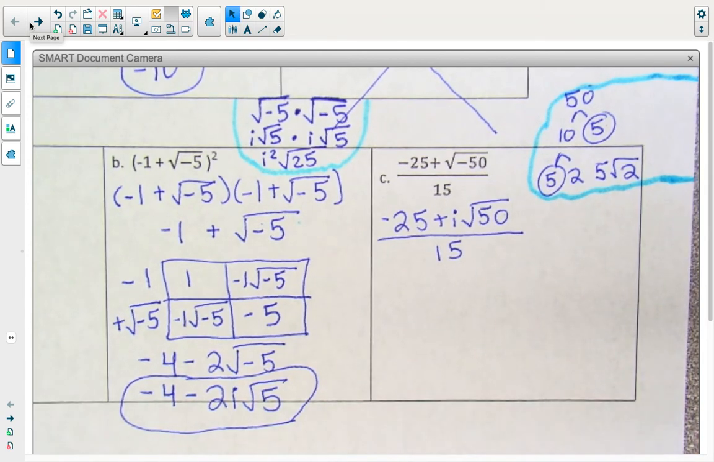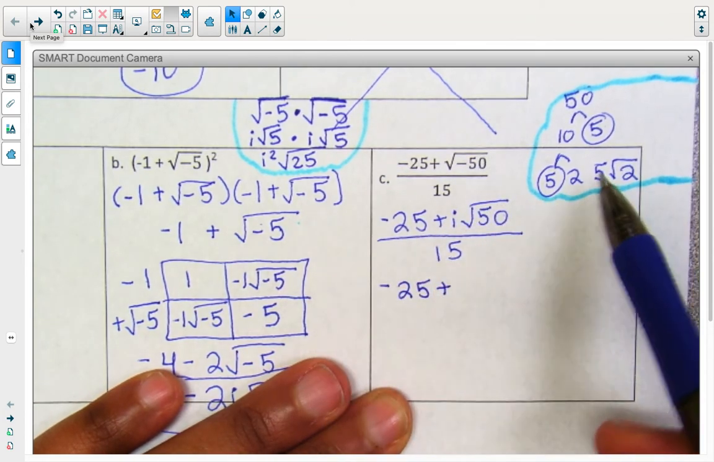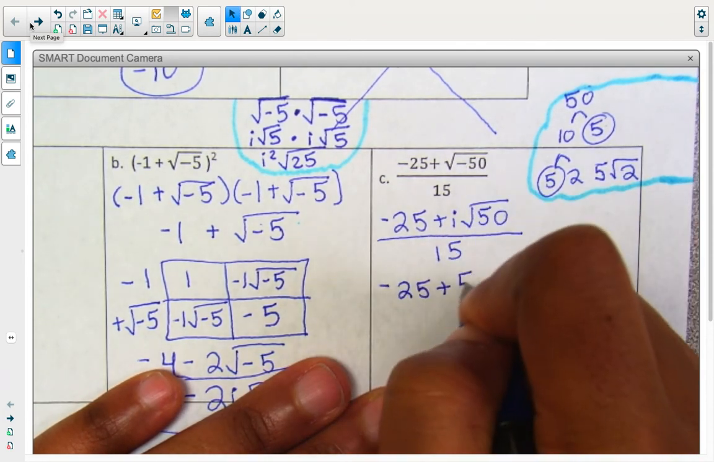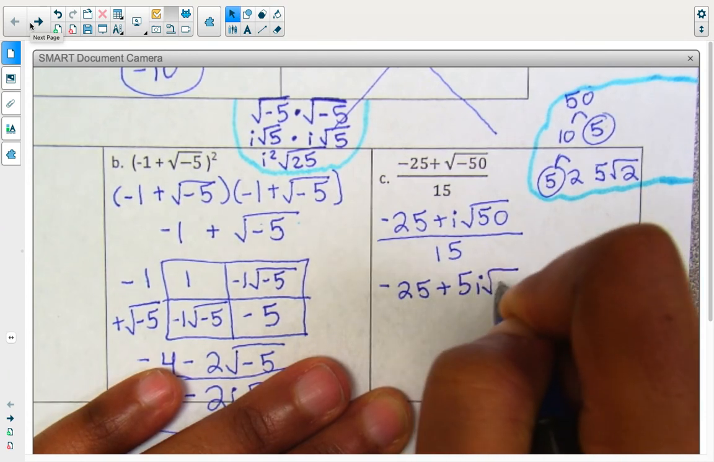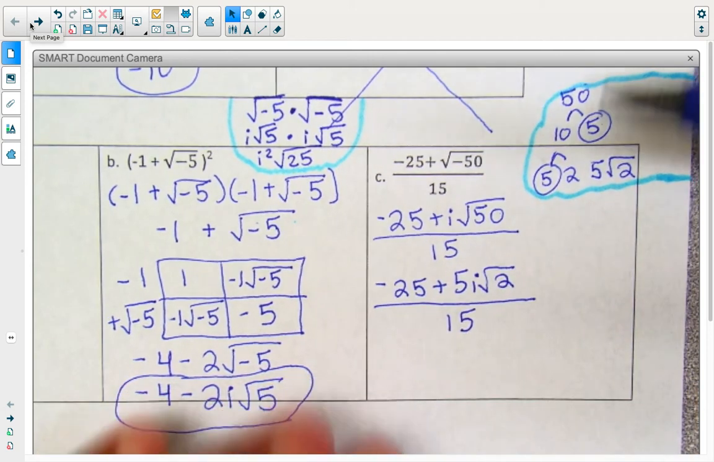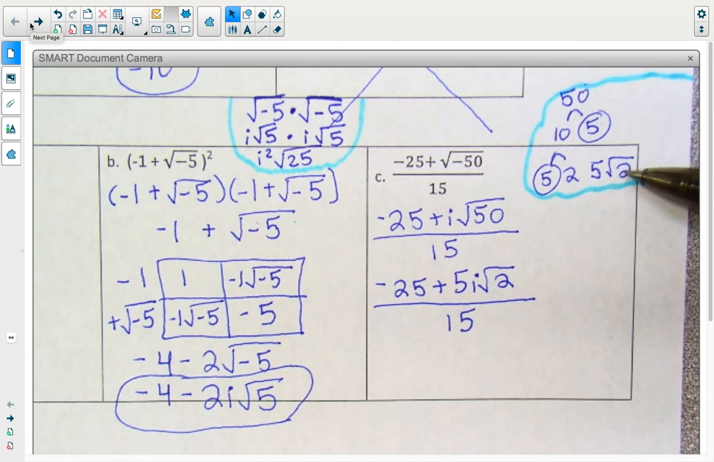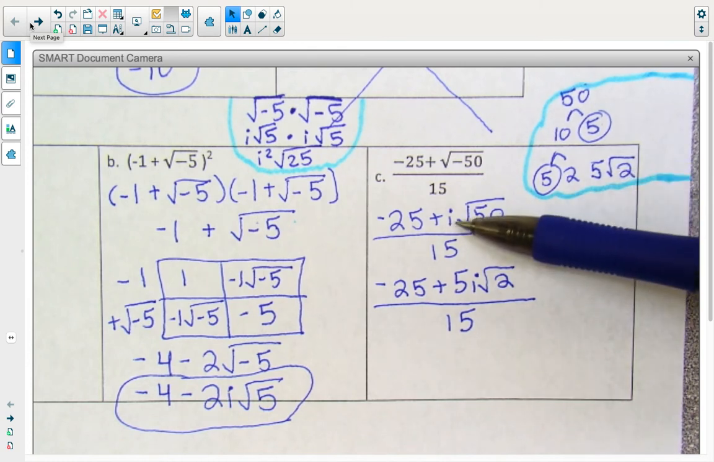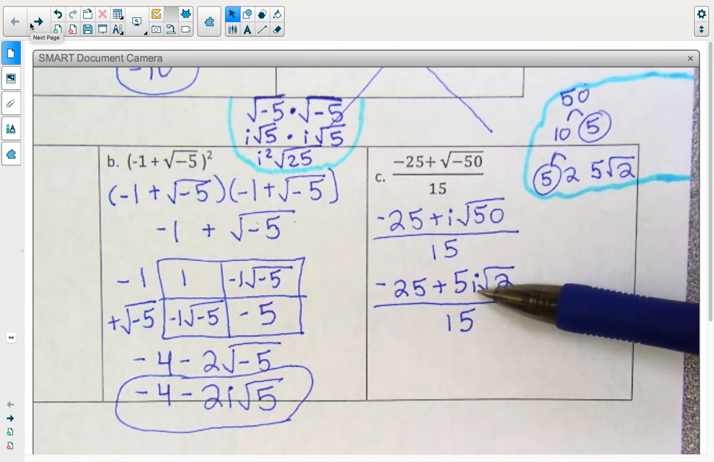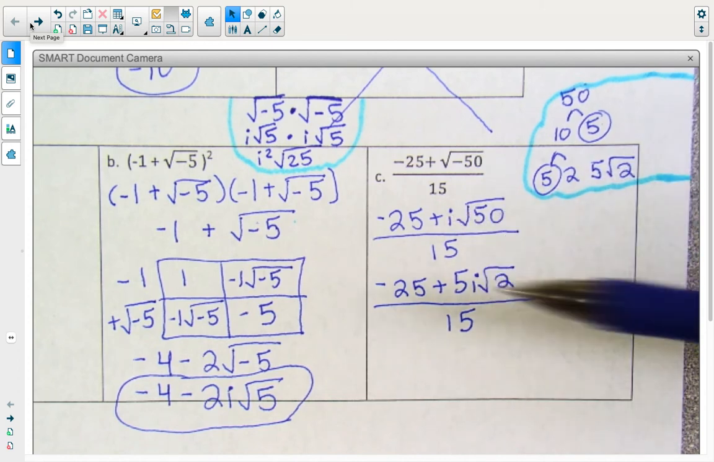Now I need to put this back into my problem. So now my problem is -25 plus 5i square root 2 all over 15. So the square root of 50, we replaced that with 5 square root of 2, but it had an imaginary part to it, which is where the i came from. So the square root of 50 is 5 square root of 2, and that's where my i came from.